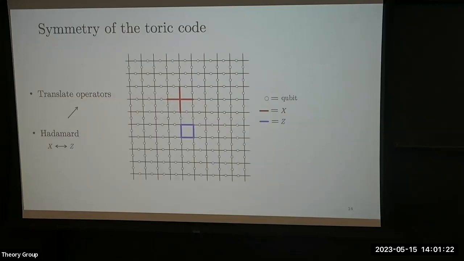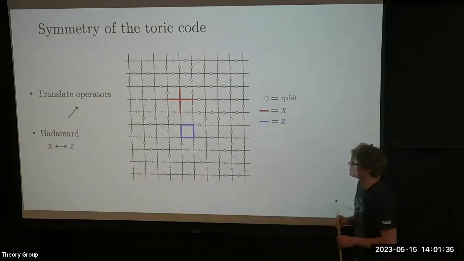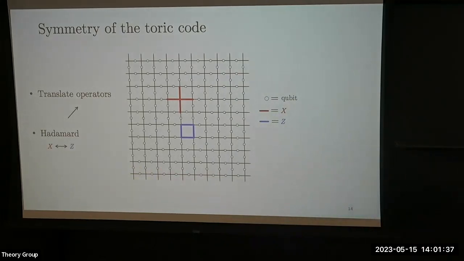Here is the zero form symmetry of the toric code. It's composed of two operations, a translation and a Hadamard, where Hadamard maps X to Z and Z to X. So to see that it's invariant under the symmetry, let's go step by step. First, there's a translation by this vector at a 45 degree angle. It maps vertices to plaquettes and plaquettes to vertices. So here's what that looks like. I'm just going to shift these operators.